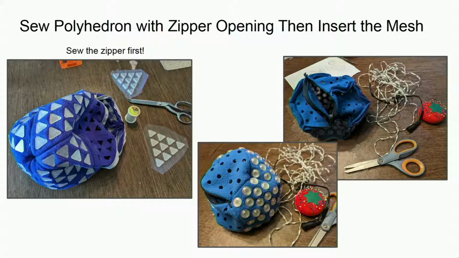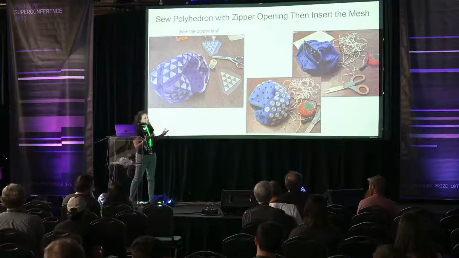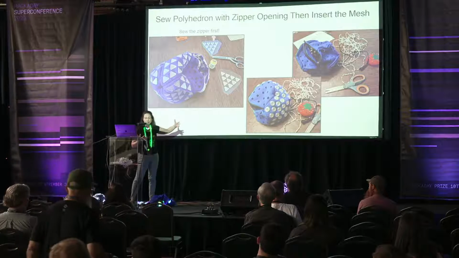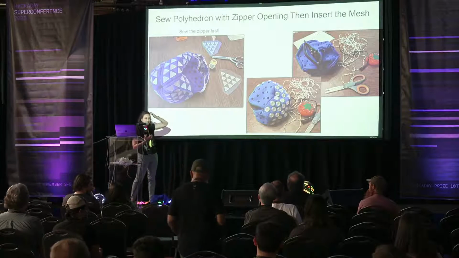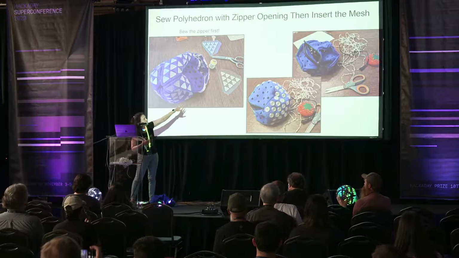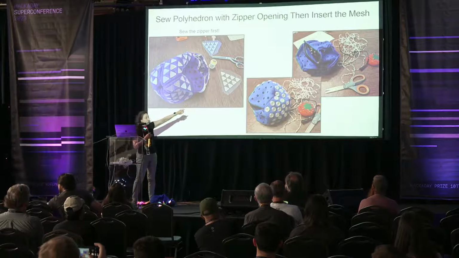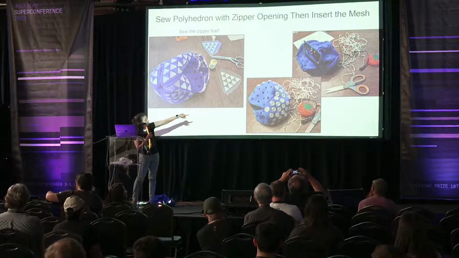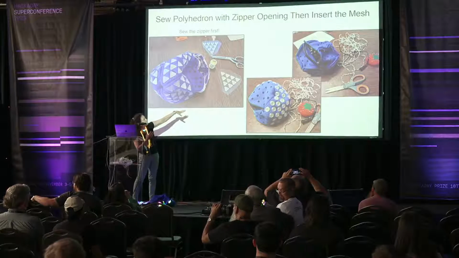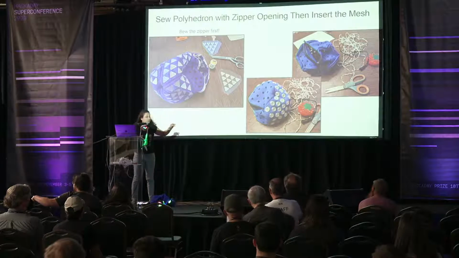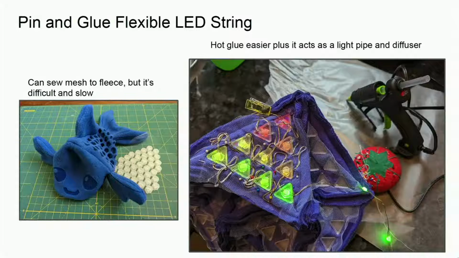All the things I'm showing you are made basically the same way. You laser cut and sew together a shell in whatever shape. 3D print a mesh of tiles where the tiles poke through the holes. You can see that I've done that. And you can attach them with glue. And then you take your LED string.